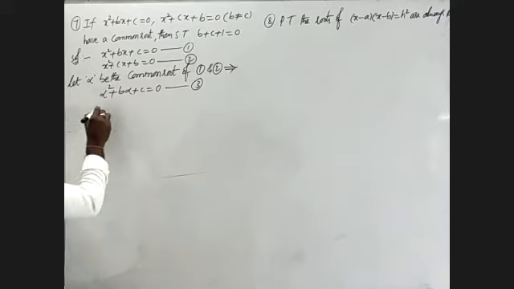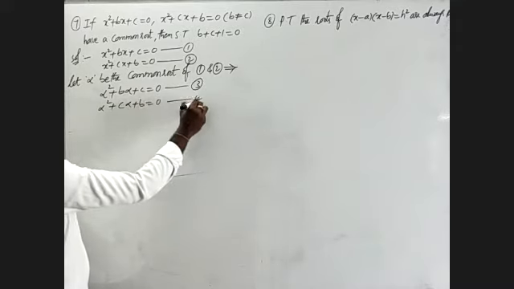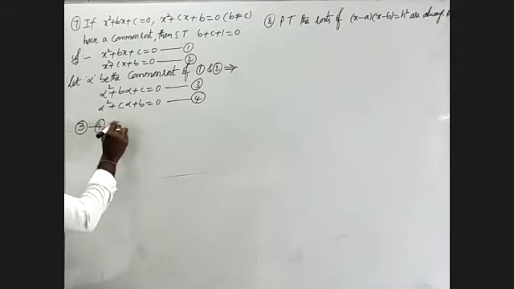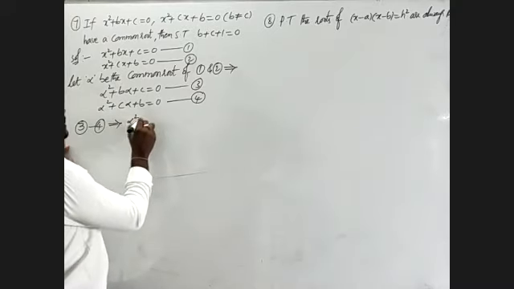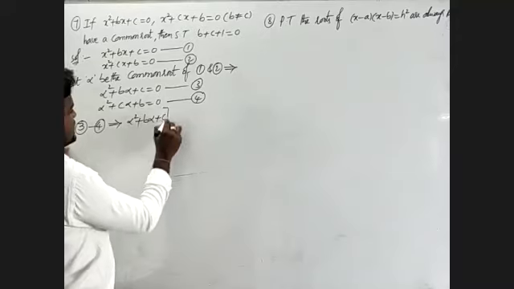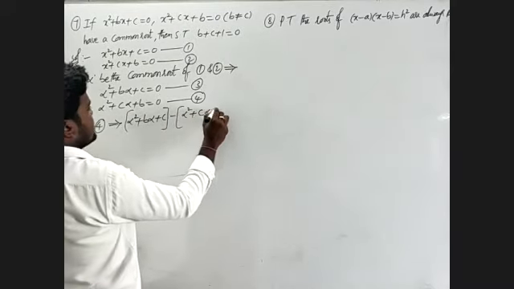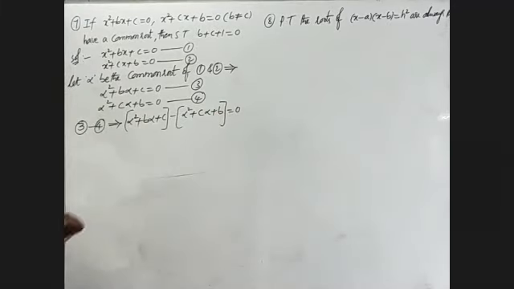After that we'll take alpha square plus c alpha plus b will become 0. This is equation number 4. Okay, 3 minus 4, that implies, what do we have to write? Alpha square plus b alpha plus c minus alpha square plus c alpha plus b is equal to 0. Why? Because their RHS is 0 and 0, so 0 minus 0 will become 0.